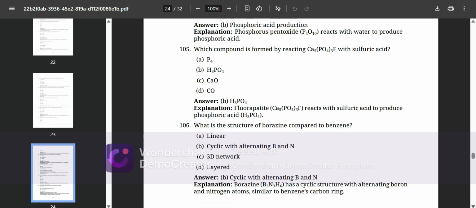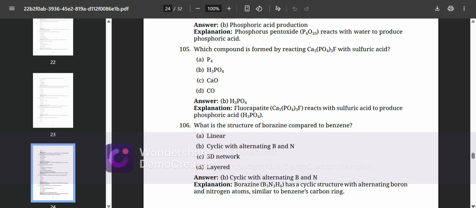Which compound is formed by reacting Ca5(PO4)3F with sulfuric acid? H3PO4. Fluorapatite Ca5(PO4)3F reacts with sulfuric acid to produce phosphoric acid H3PO4.